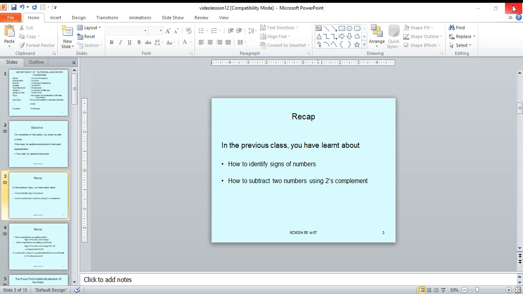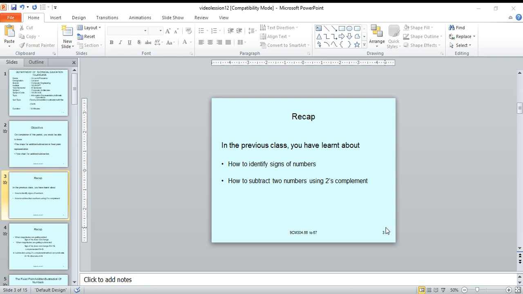I told you about the subtraction operation and the addition operation. In the addition operation, if both the signs are different, we will go to the subtraction operation. In the subtraction operation, if both the signs are different, we will go to the addition operation. If both the signs are the same, then you will go to the subtraction operation.